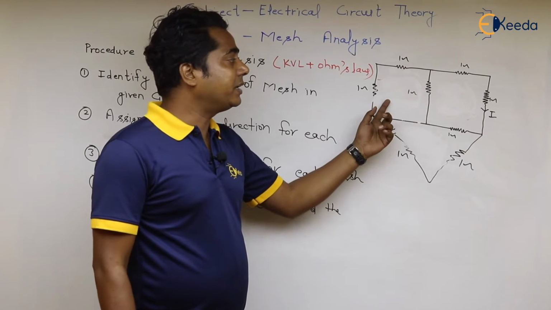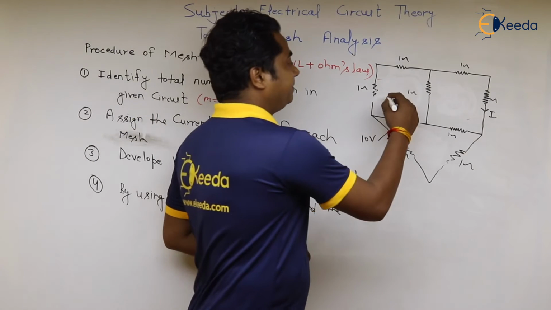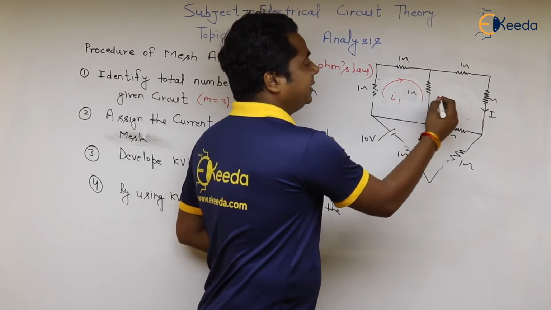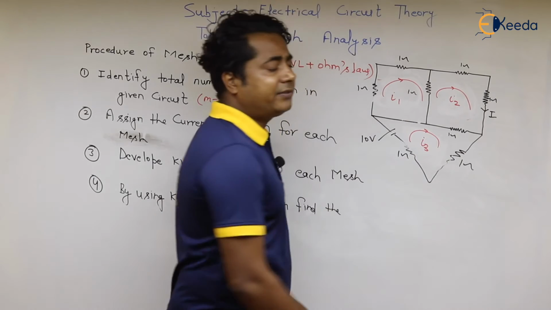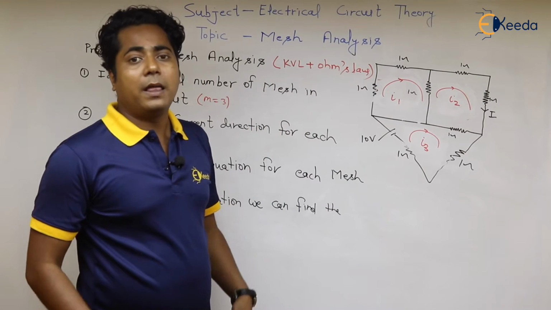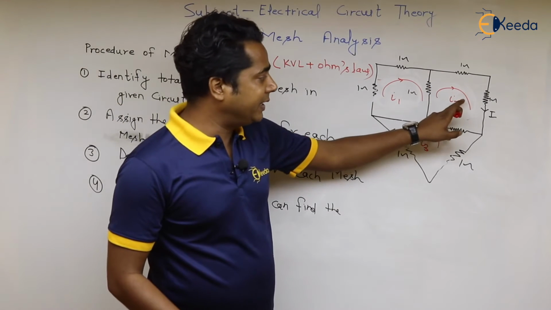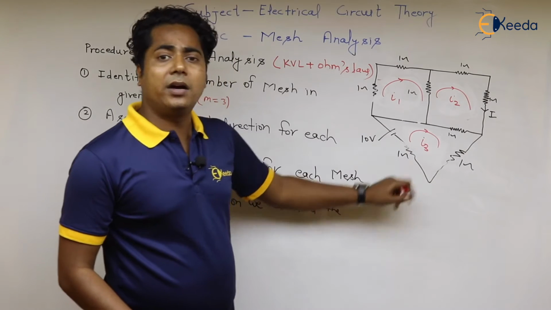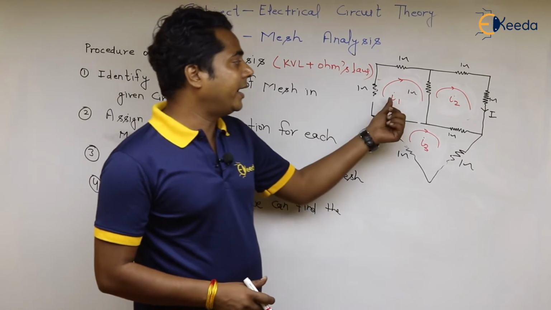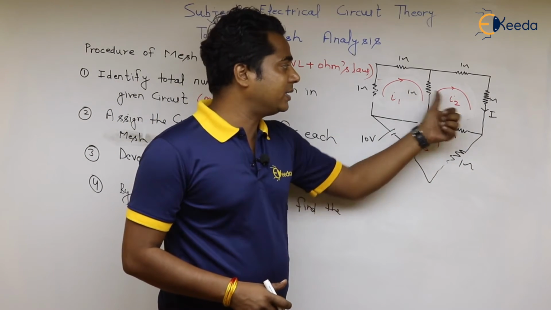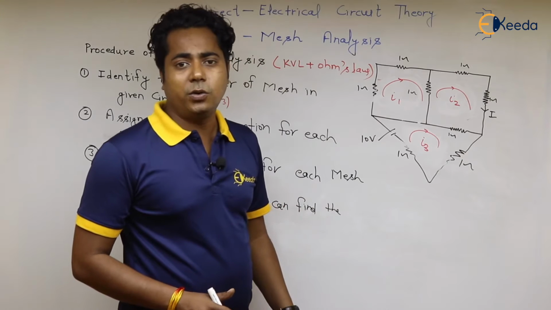And the second is to assign the current direction for each mesh, whatever you want. So I am assigning I1, I2 and I3. After assigning the current directions, we can apply KVL for each mesh. We will apply KVL here, here, and here, and after applying KVL we can calculate the required value. Whether the current asked is I, we have to write the 3 equations, then we can calculate easily, and we can understand this through one example.